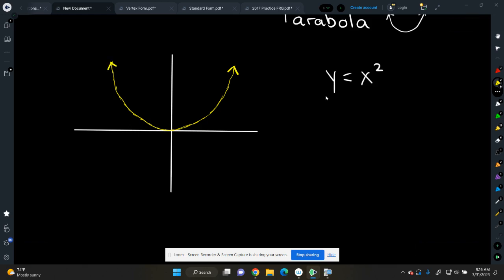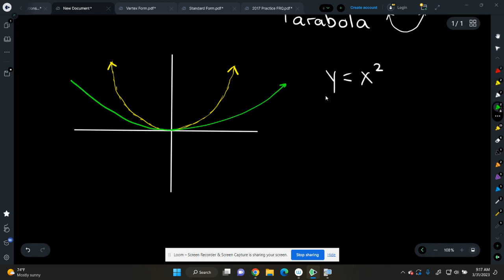If I were to exaggerate this and kind of draw it like this, this is a real short and fat parabola. We see that the ends continue to go out and up. They continue to go out and up in this particular example.